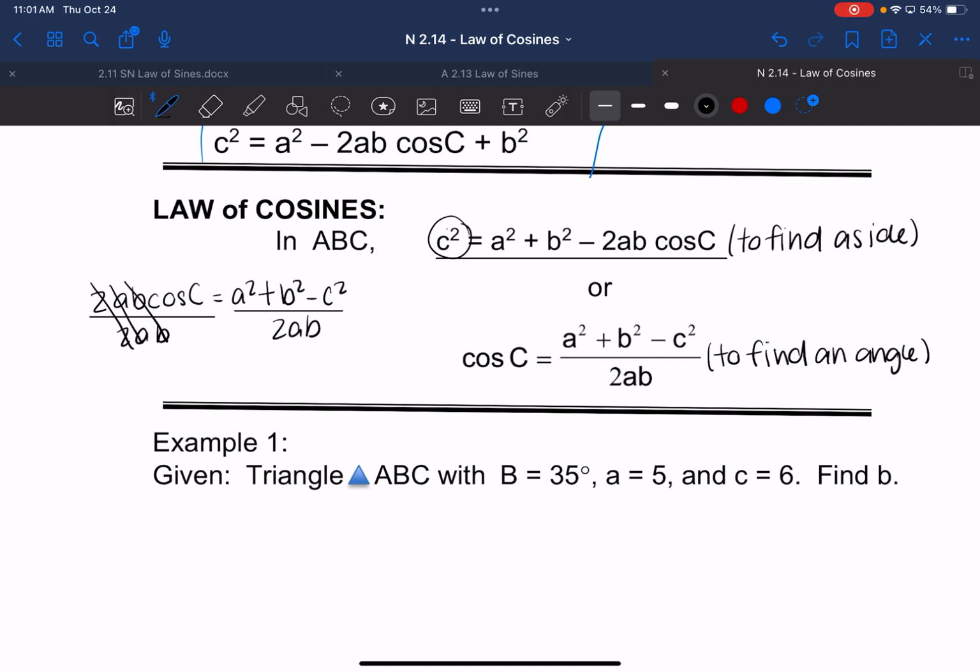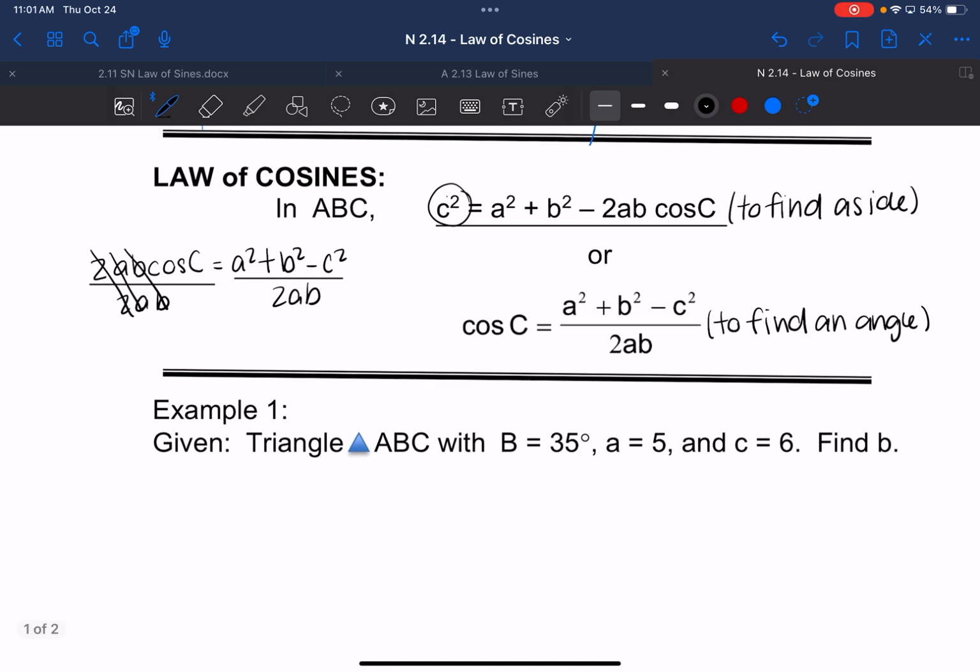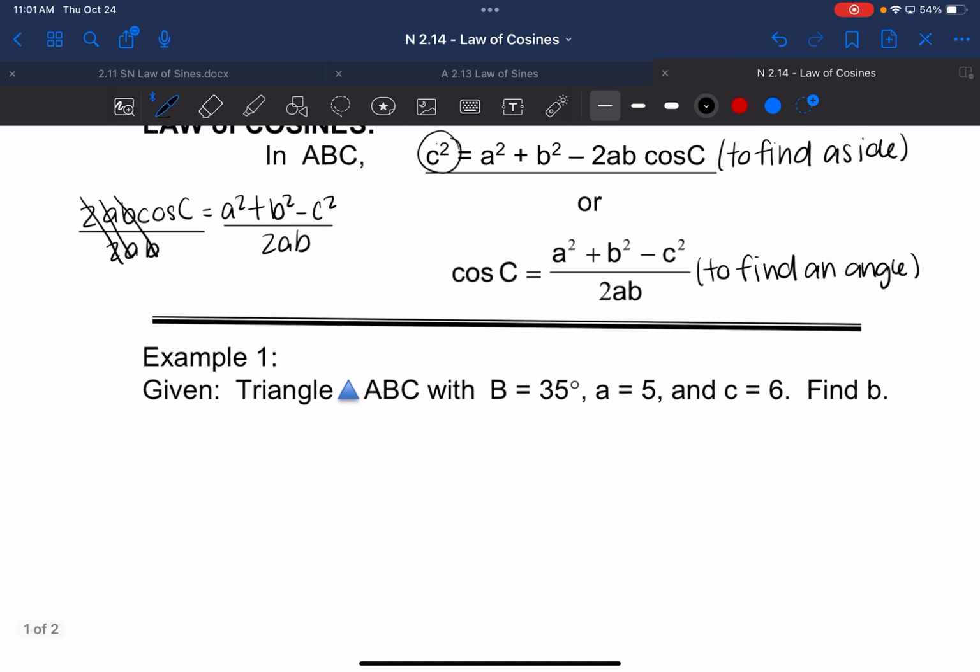All right. So now that we've got our formula, let's give it a try. For example 1, we've got some triangle ABC. I'm going to draw my triangle and label my vertices A, B, and C, and then label the pieces that were given. They said that angle B is 35 degrees, so I'll put my 35 degrees here. They said that side A is 5, so I'm going to put a 5 over here across from my angle A. And then they said that side C is 6, so that'd be this side down here. And they want us to find lowercase b.